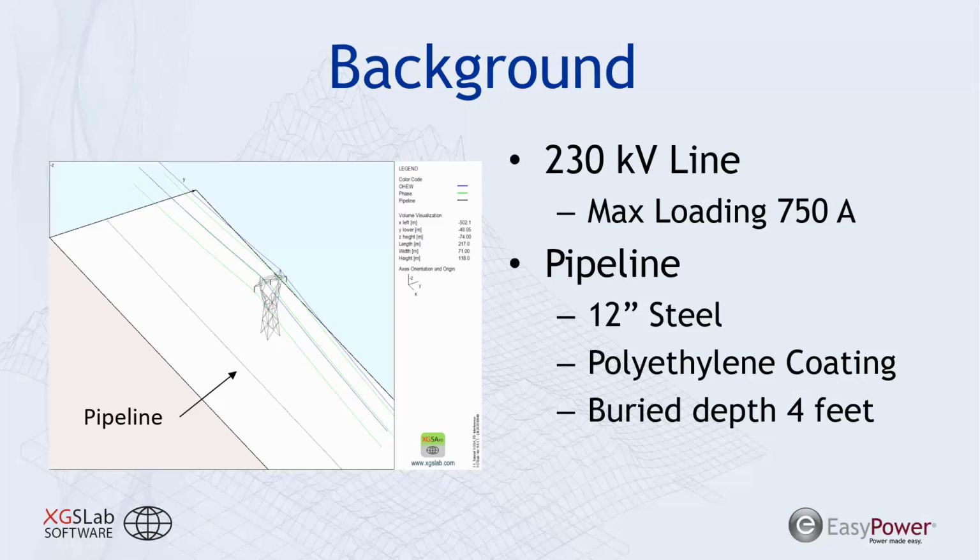And I have a pipeline that's approximately 50 to 60 feet away from the closest phase conductor that's buried 4 foot into the earth and has a polyethylene coating to insulate it from the soil. The soil resistivity is 50 ohm meters, so relatively low, and that, what you'll see, can cause issues for that AC corrosion that we talked about as a pipeline concern.